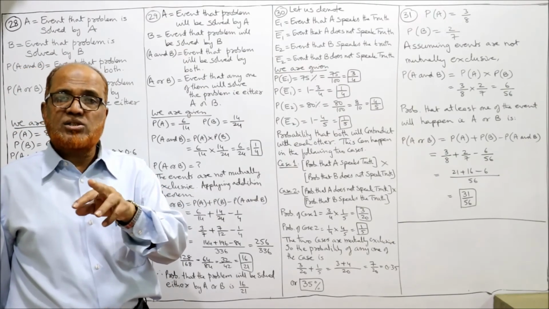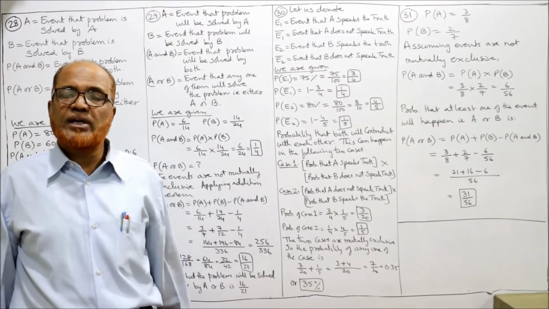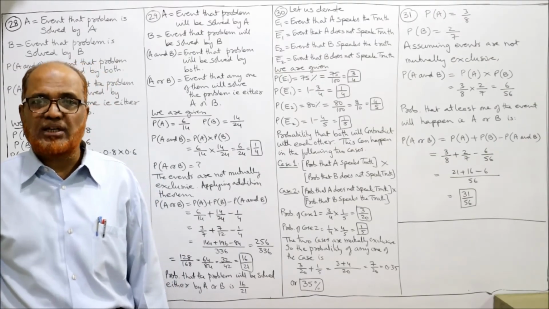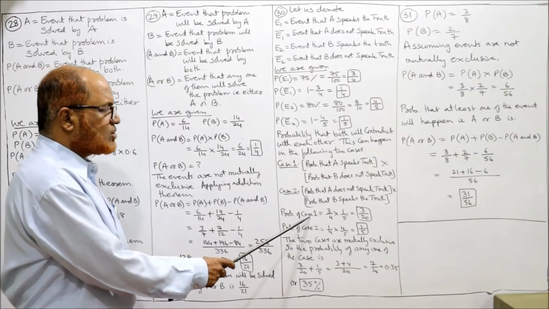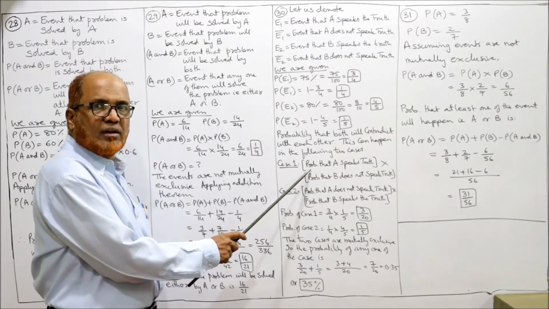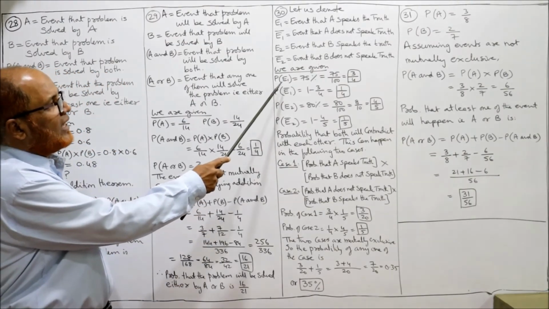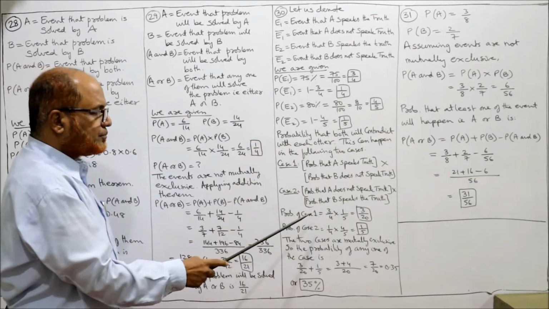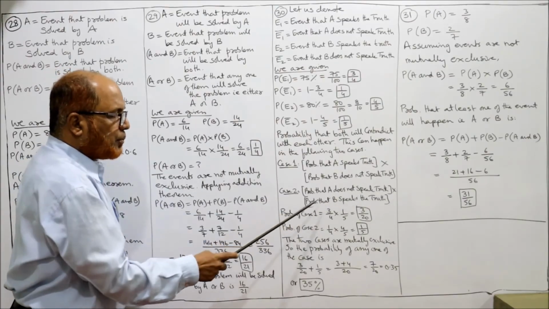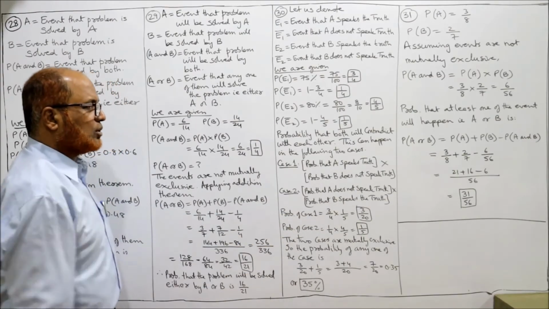तो ये दो केसेस हैं जहां पर दोनों के स्टेटमेंट्स कॉन्ट्राडिक्टरी हो सकते हैं। तो what is the probability of case 1? Probability of case 1, probability that A speaks the truth. What is the probability of A speaking the truth? 3/4 into probability that B speaks the truth.